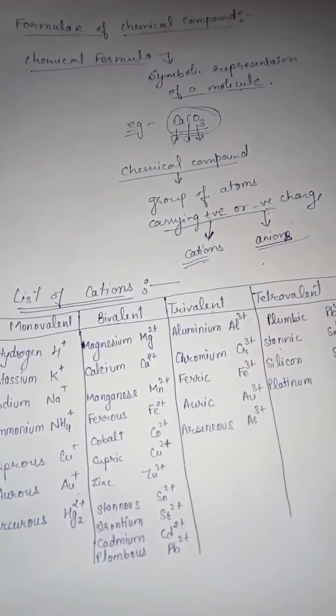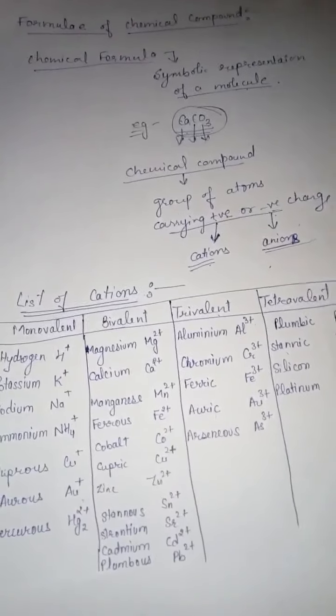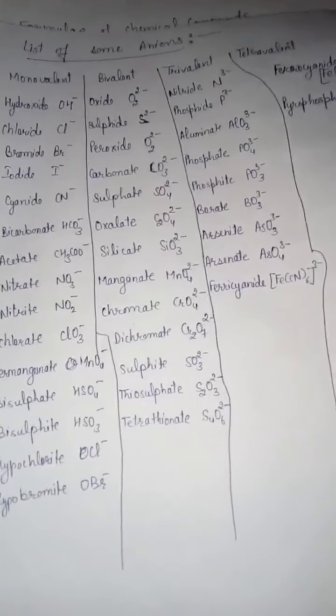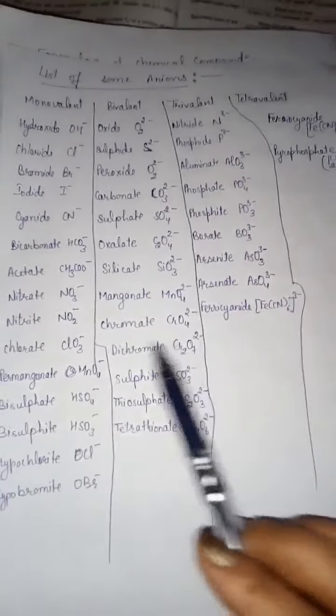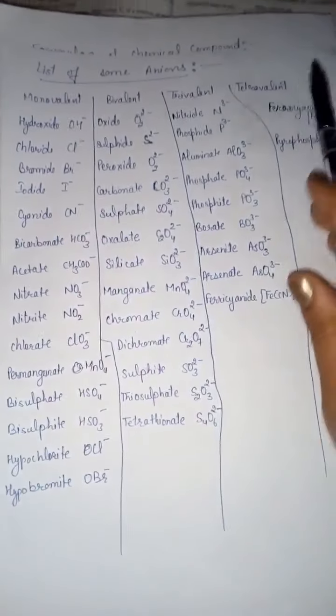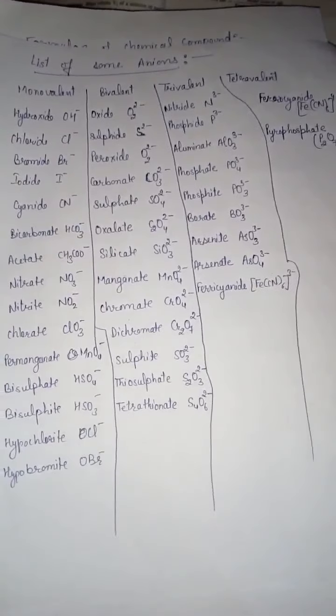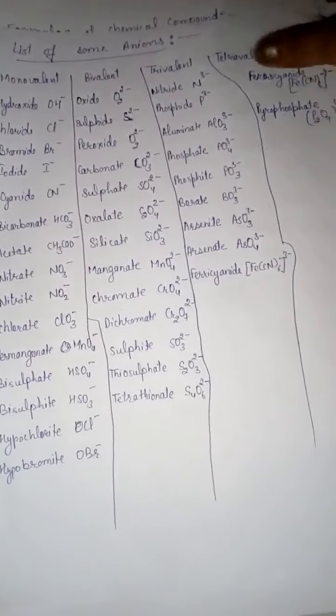Pause this video and write all these cations, and I have written a few anions here, that is again monovalent, bivalent, trivalent, tetravalent. Write down all these in your copy, and now we will discuss percentage composition of a compound.